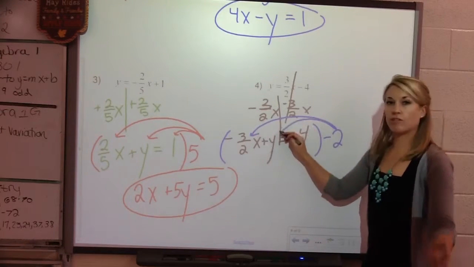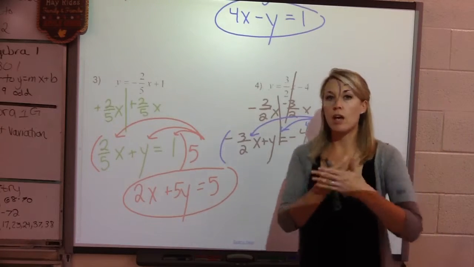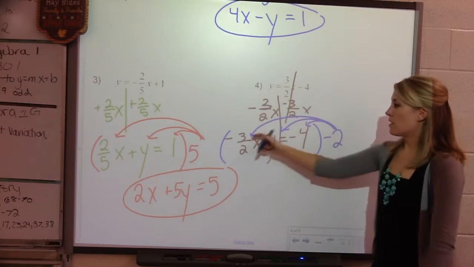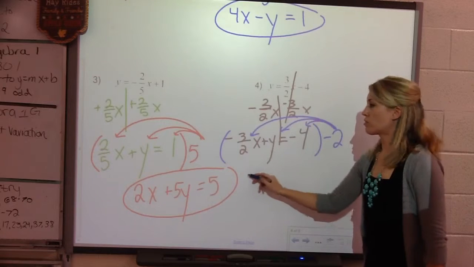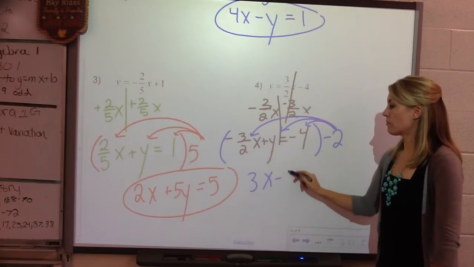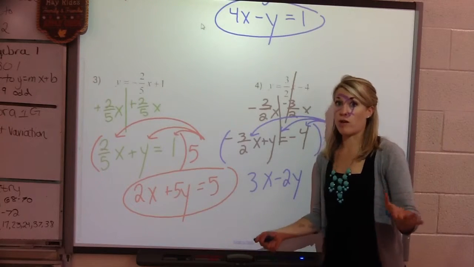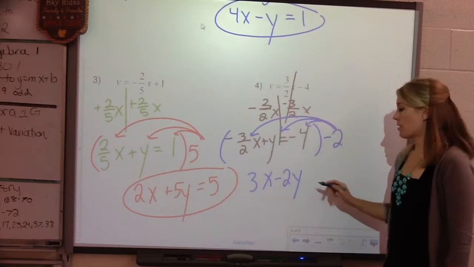But don't forget, I have to change everything. You just can't multiply one thing in an equation. In order for it to stay equal, you multiply all pieces. Negative 3 times negative 2 is positive 6 divided by 2 is 3x. Negative 2 times y is negative 2y. b is allowed to be negative. I don't know if we brought that up yet. That's okay. Negative 2 times negative 4 is 8.